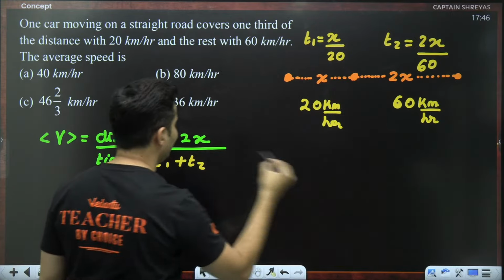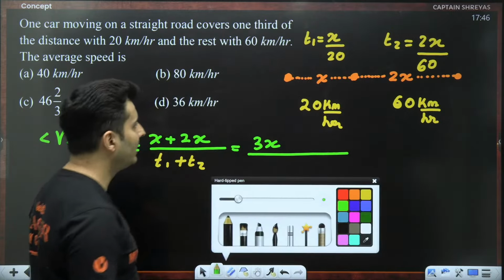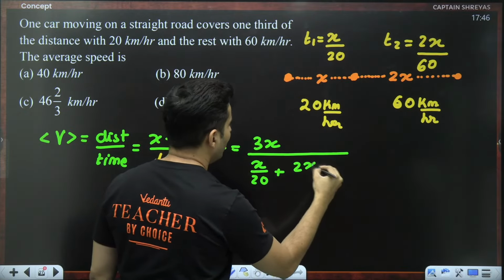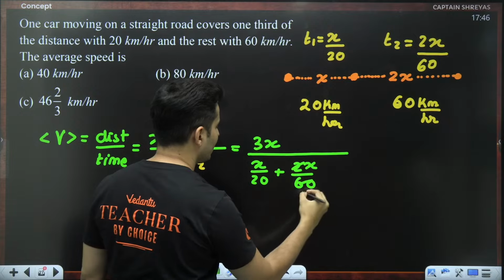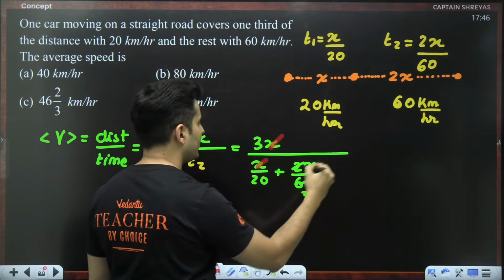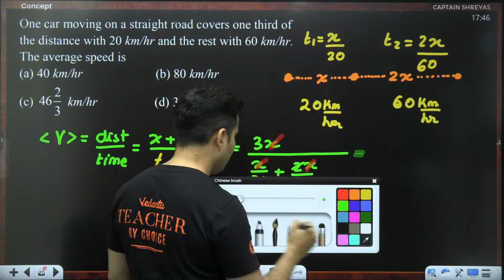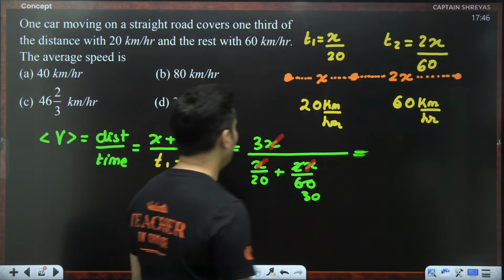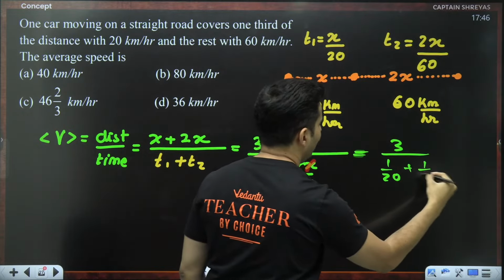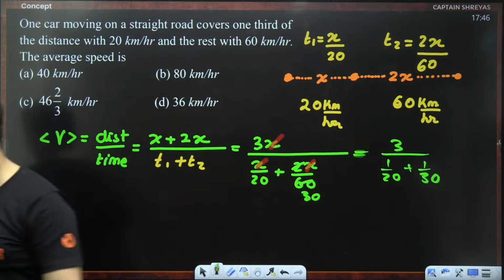So let's do the math now and see what we get. X plus 2x is basically 3x, the whole thing divided by what is T1? T1 is basically x by 20. T2 is basically 2x divided by 60. 2 goes with 60, this will become 30. X will get cancelled. So what we are getting over here is equal to 3. And what is remaining? 1 by 20 plus 1 by 30.